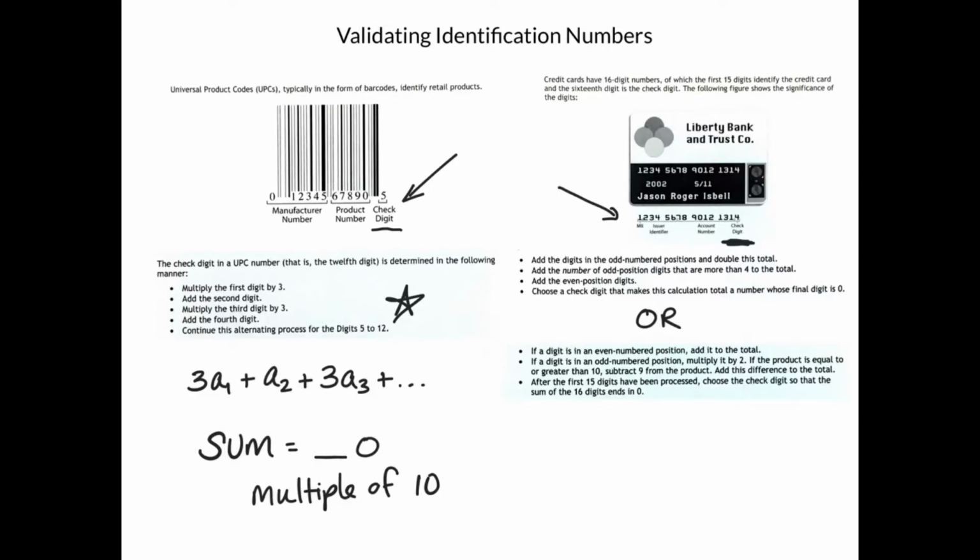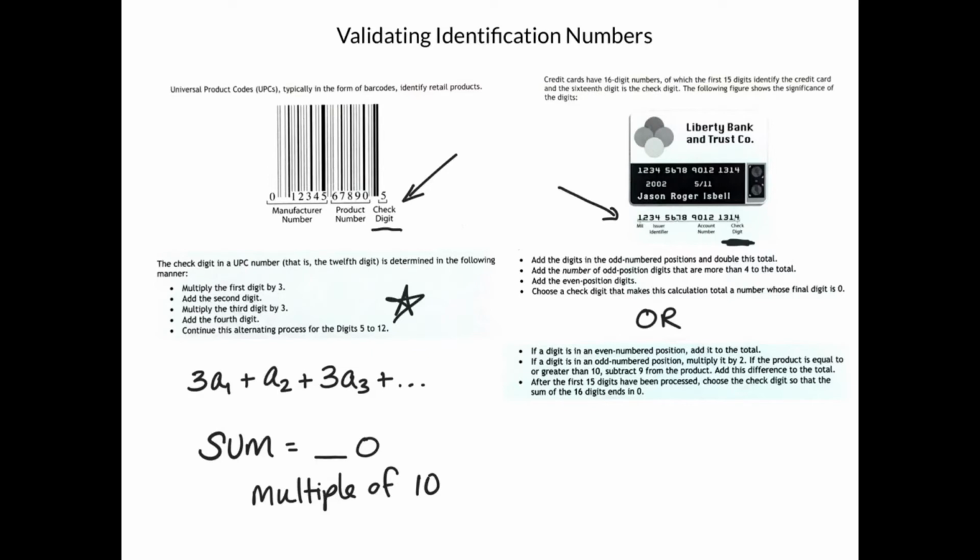Same basic principle goes for the credit cards. First, you want to add the odd number digit positions and then double this total, and then add the number of odd position digits that are more than 4 to the total, and then add the even position digits. Choose a check digit that makes this calculation total a number whose final digit is 0. Again, making sure the sum is a multiple of 10.